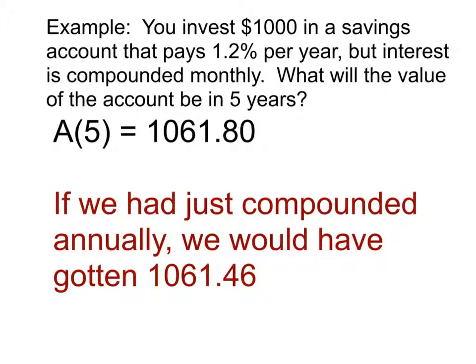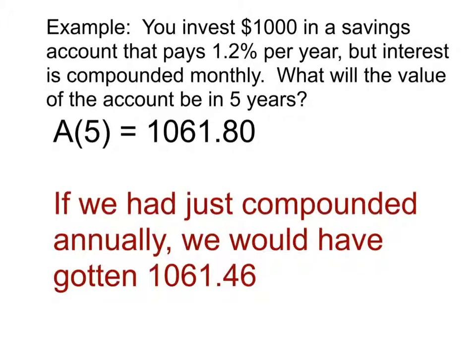The compounding monthly. So by compounding monthly instead of annually, we ended up with more money in our account. That's a good thing for us. Now, why is that? If we compound yearly from January 1st to December 30th, we have the same $1,000 in our account that first year. And then we get 1.2% of that at the very end of the year.